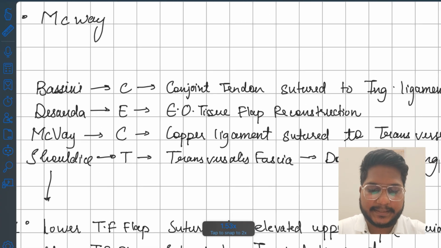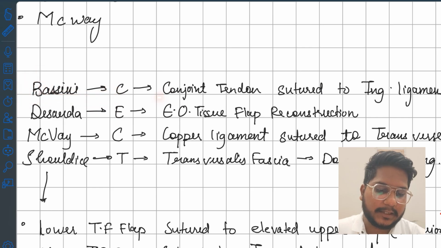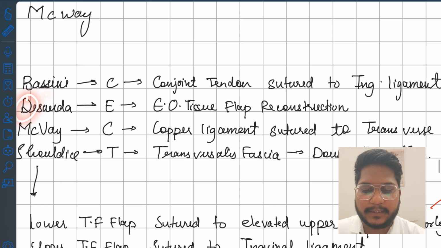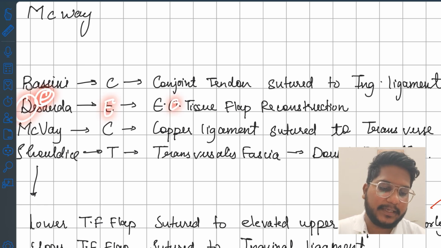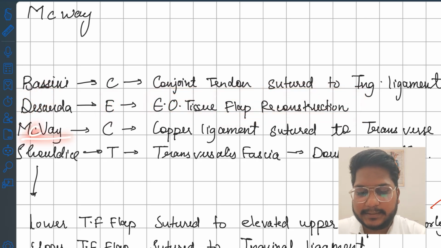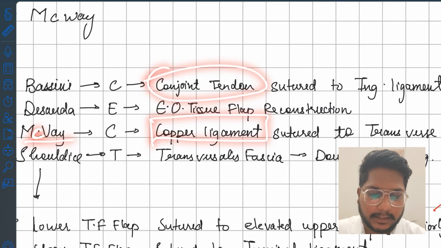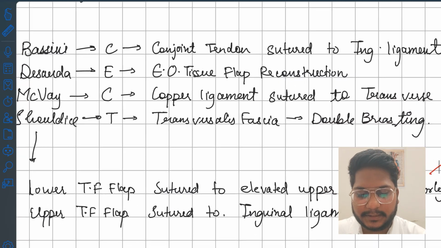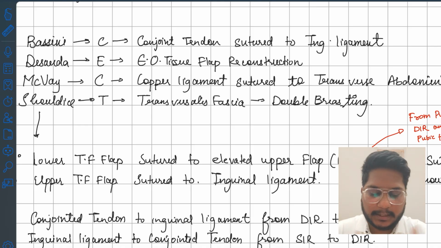So first one is Bassini's. Of course after B we have letter C. So in Bassini's we have conjoint tendon sutured to the inguinal ligament. Then we have Desarda. After D, E alphabet comes, so external oblique tissue flap reconstruction is there in Desarda repair. In McVay, C is there, but here C is copper ligament and not conjoint tendon, which is sutured to the transversus abdominis.